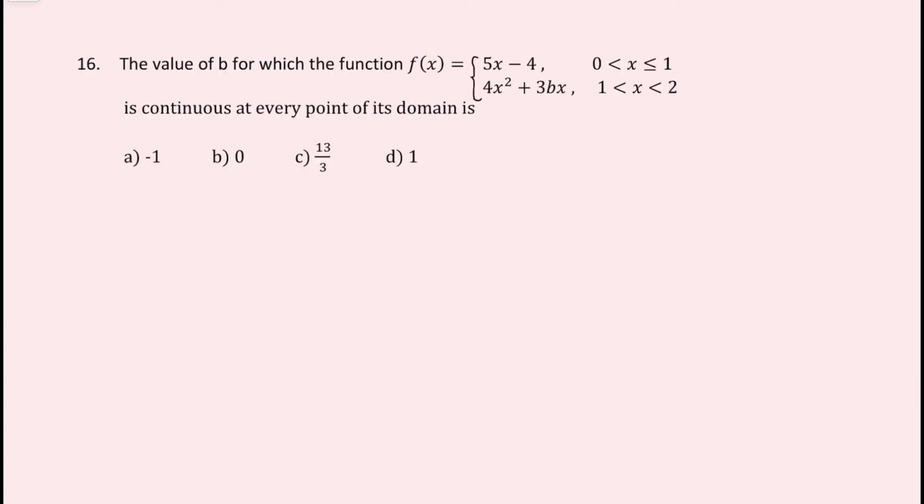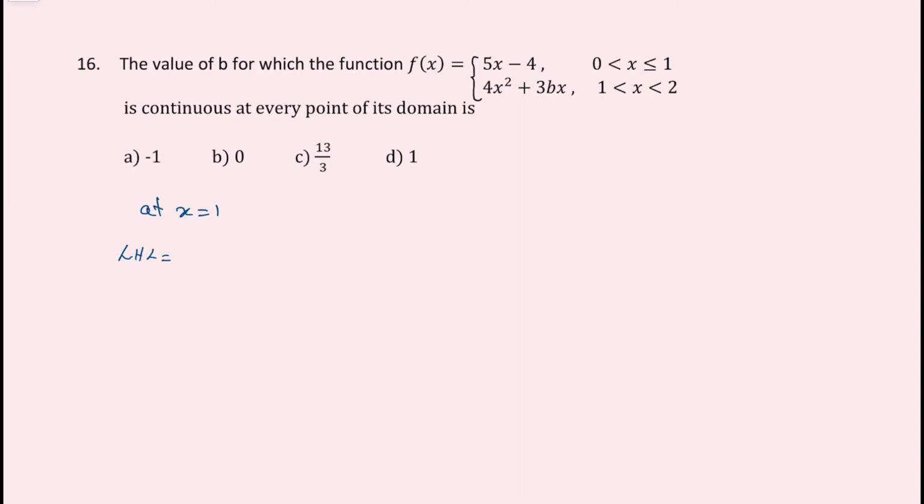Now question 16. The value of b for which the function f of x equal to 5x minus 4, 0 less than x less than or equal to 1, and 4x squared plus 3bx, where 1 less than x less than 2, is continuous at every point of its domain is. Let us find LHL and RHL at x equal to 1.